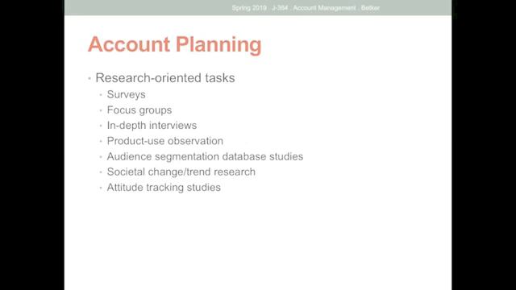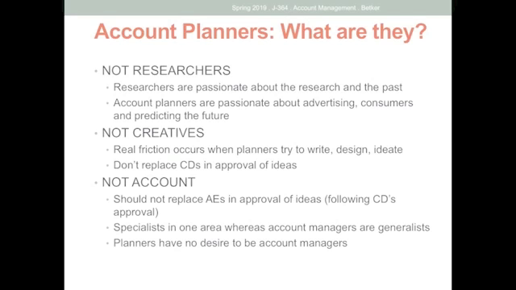Audience segmentation, database studies, etc., all of those things. Societal change, trends, research. So we're looking at stuff that's out there in boilerplate fashion, like trend research and generational stuff like Gen X versus Gen Y. And then, of course, stuff that we uncover through our own work. We're not researchers, right? Researchers are passionate about the research and the past. So account planners are passionate about advertising, consumers, and predicting the future. So we're not pure researchers per se, right? We're looking at the current state, and it's always, again, through the lens of the consumer.